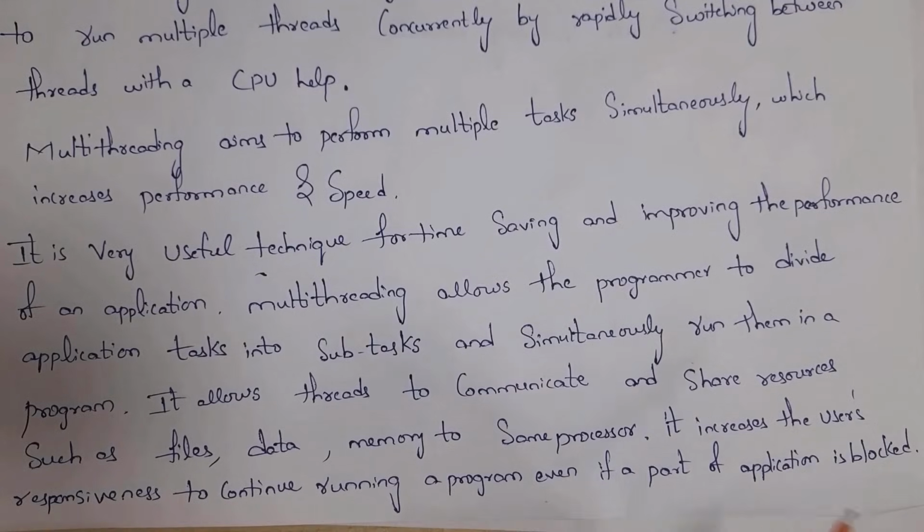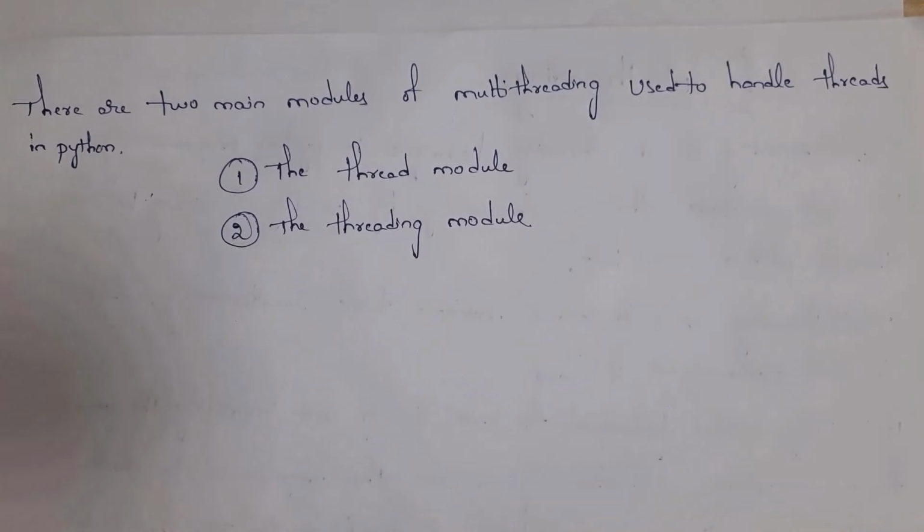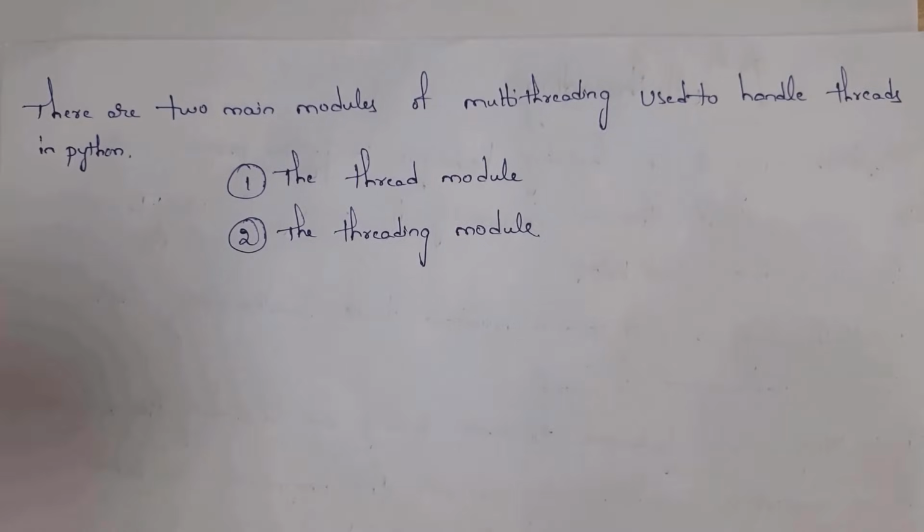It increases the user's responsiveness, allowing a program to continue running even if a part of the application is blocked. Even if any part of the application is blocked, the program will run. Normally Python contains a global interpreter lock. Because of the global interpreter lock, all threads will be executed serially. But I don't want to execute threads serially. I want to execute all threads parallelly.